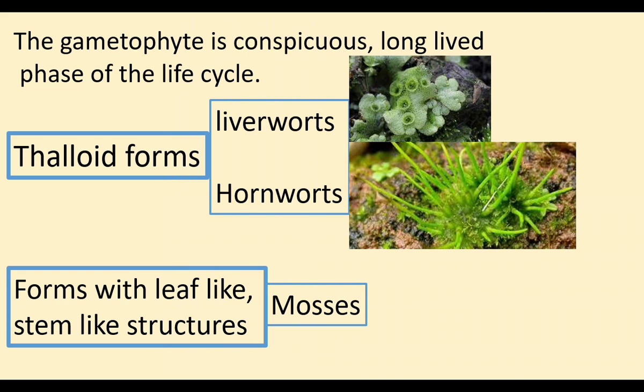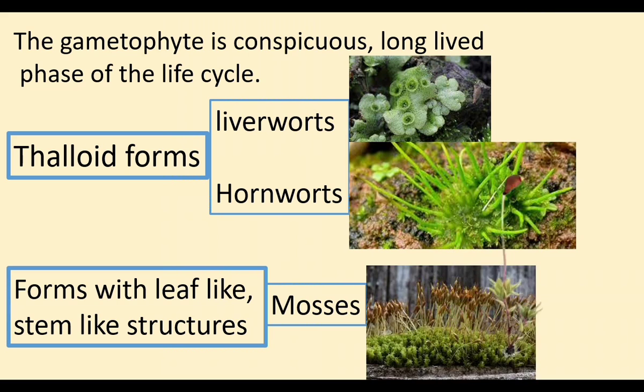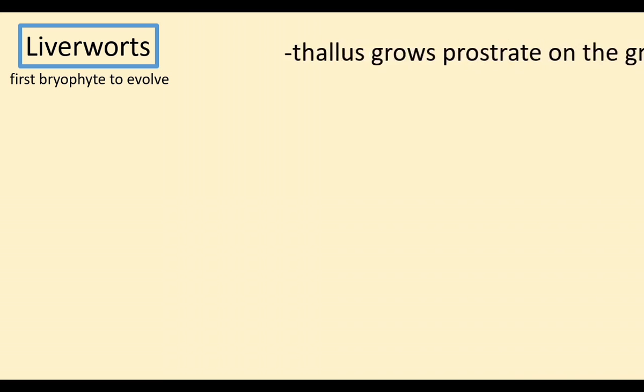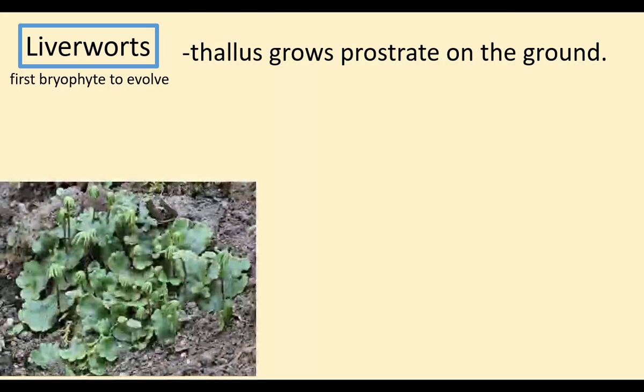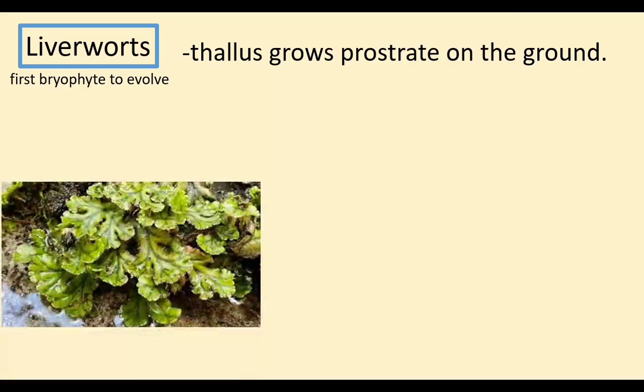They have leaf-like, root-like, and stem-like structures. Liverworts are the first class of bryophytes. They were the first bryophytes to evolve on the earth's surface. The thallus grows prostrate on the ground. In liverworts, the thallus grows prostrate on the ground.